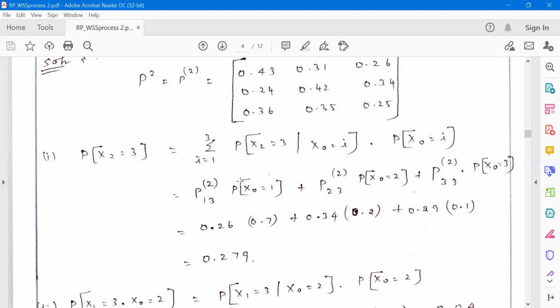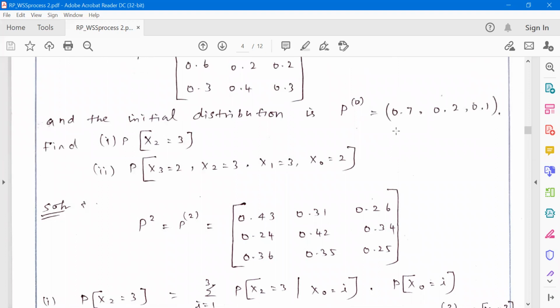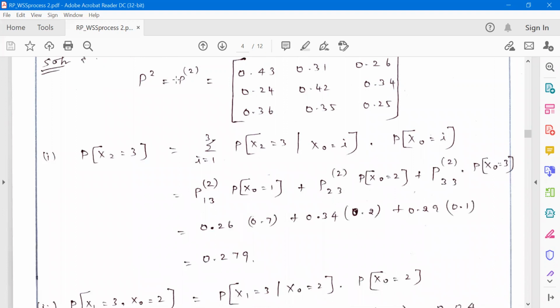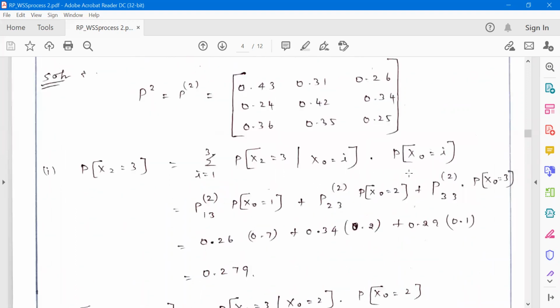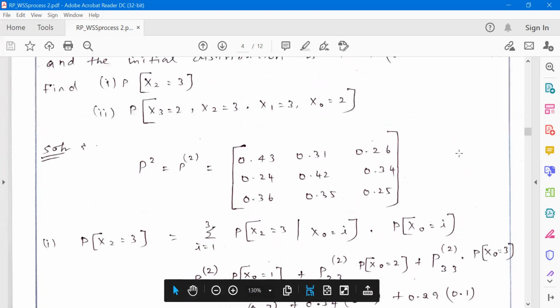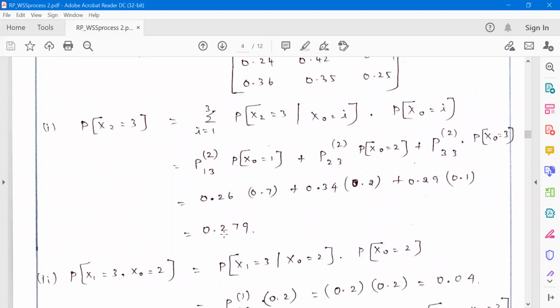So for P square of 1, 3, we consider the first row, third value in P square, that is 0.26, and P of X0 equal to 1 is given as 0.7, the first initial distribution value, plus P square of 2, 3, taken from the second row, third element of the P square matrix, 0.34, into P of X0 equal to 2, taken from the second initial distribution value 0.2, plus P square of 3, 3, taken from the third row, third column of P square, that is 0.29, into P of X0 equal to 3, which is 0.1. After simplifying the terms, we will get 0.279.